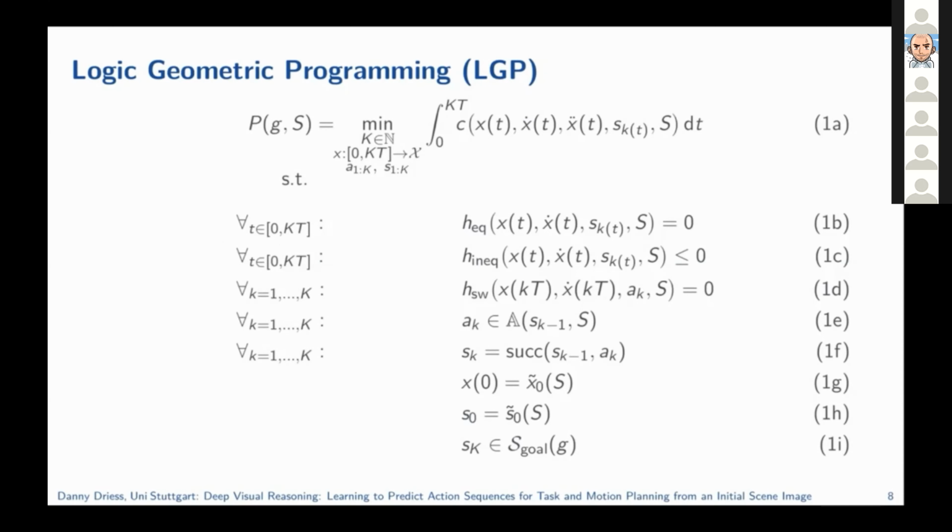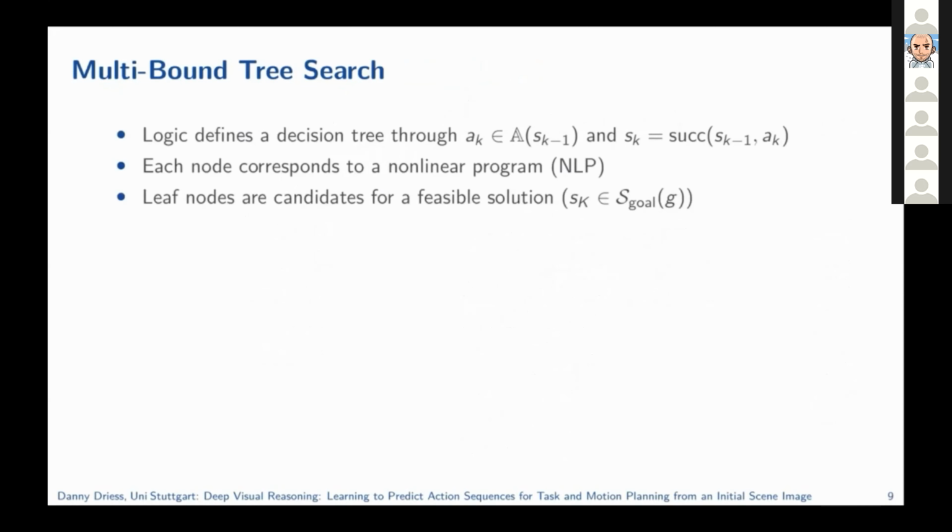The key difference to a normal trajectory optimization problem is that the discrete aspects of the manipulation problem are incorporated into the costs and constraints through the symbolic state s, like in a mixed integer program. But since this state variable s comes from a logic domain, it introduces more structure to the problem. The logic defines a decision tree where each node represents a nonlinear program.